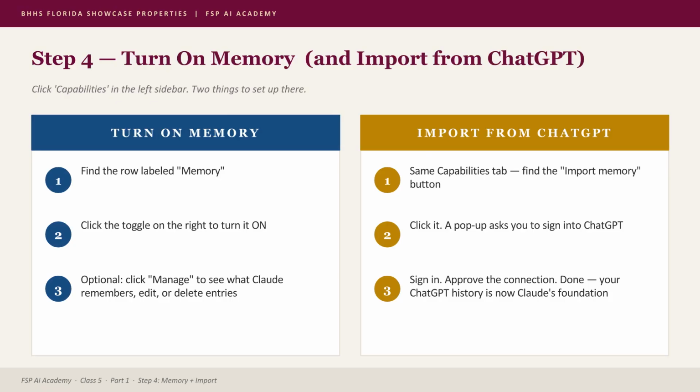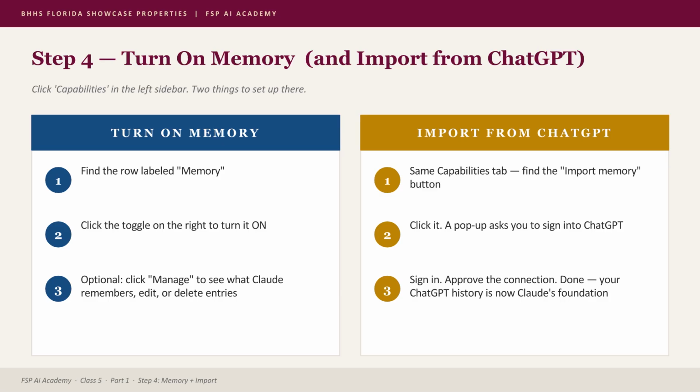Memory and ChatGPT import. Both live on a different tab, Capabilities. Look back at the left sidebar of Settings. About 6 items down, you'll see Capabilities. Click that.